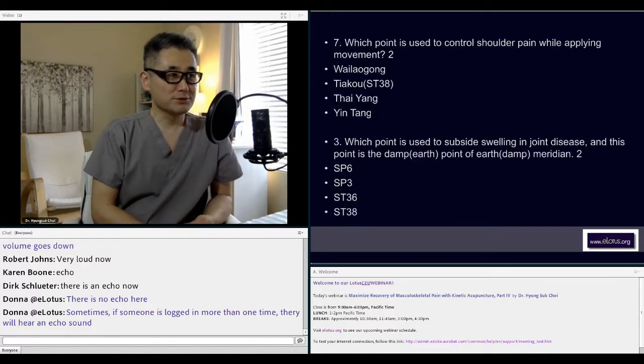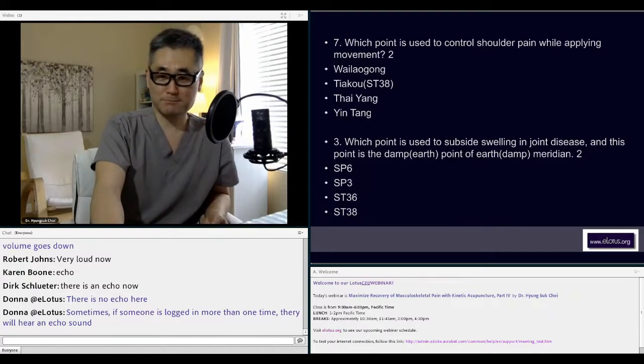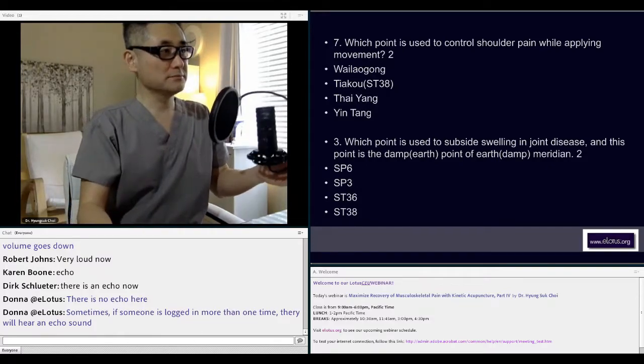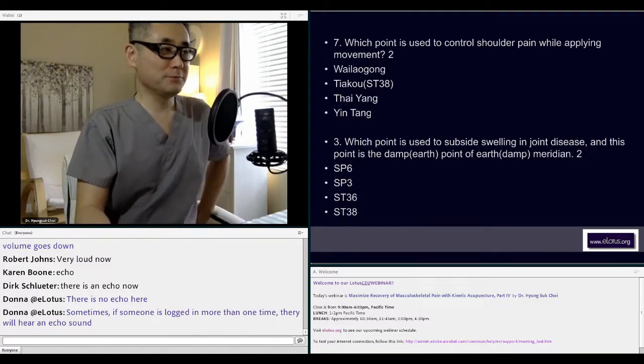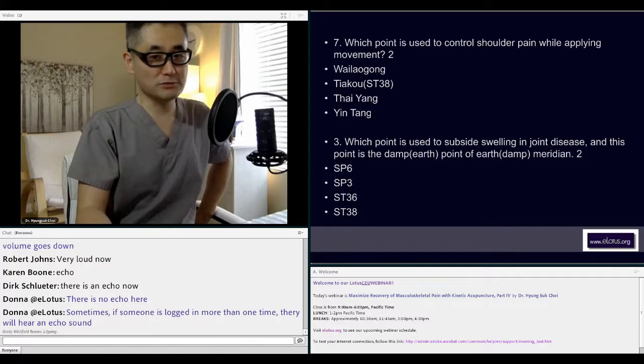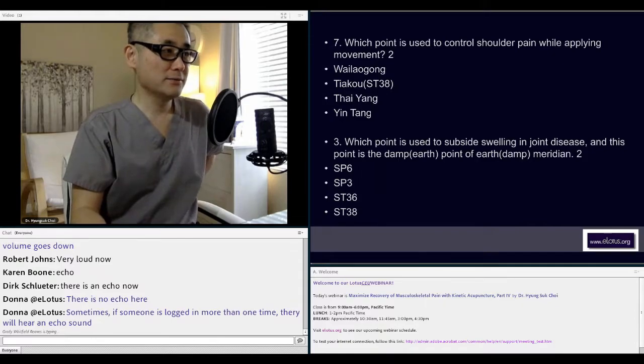And number 7, which point is used to control shoulder pain while applying movement? This question is asking you about disease-specific points. And there can be more disease-specific points. Here, this is my favorite point, 조구, ST38, around ST38. The other points are specific points for other conditions, like Yaoyan for back pain, Taiyang for headache, Yintang for any other conditions.